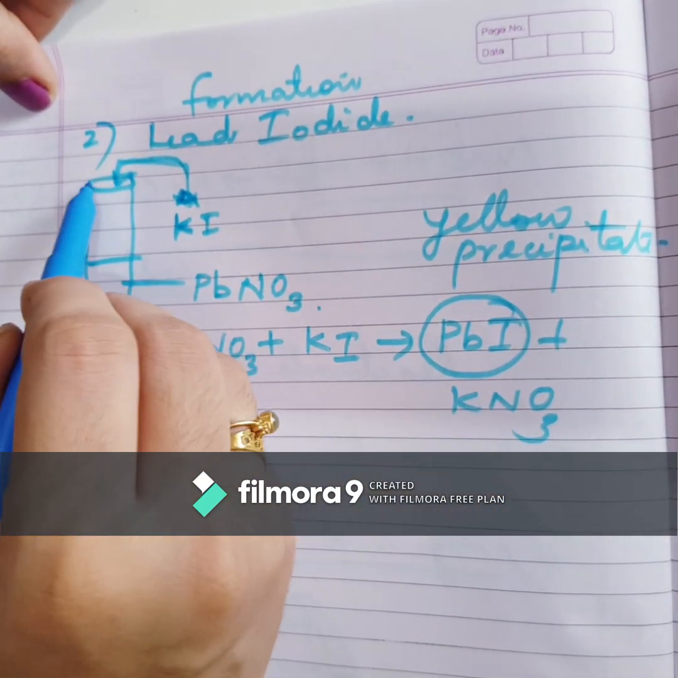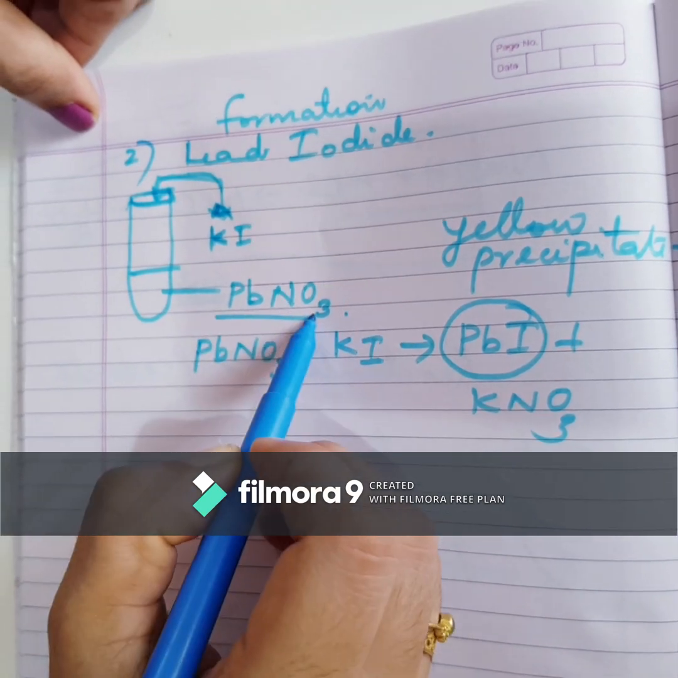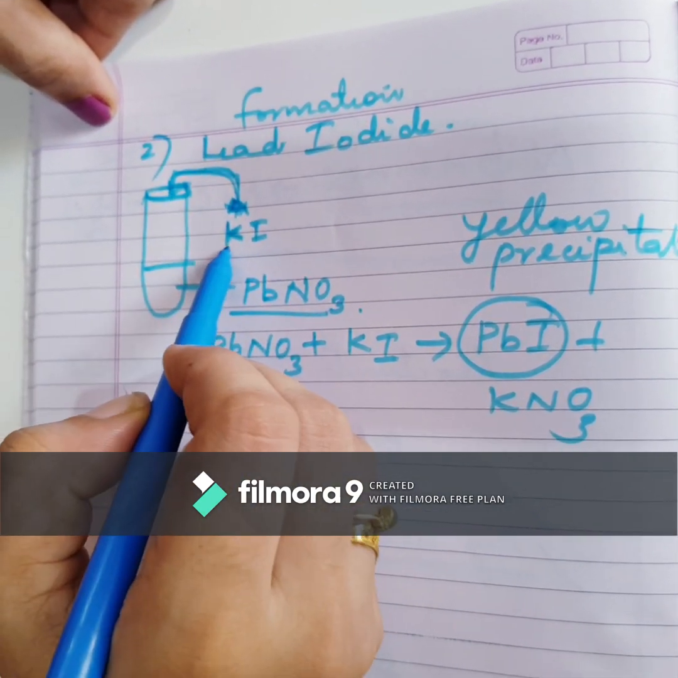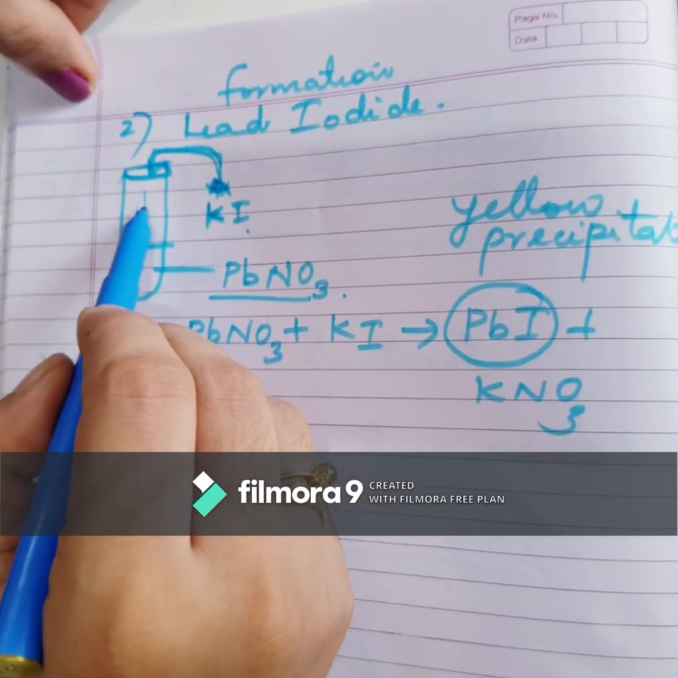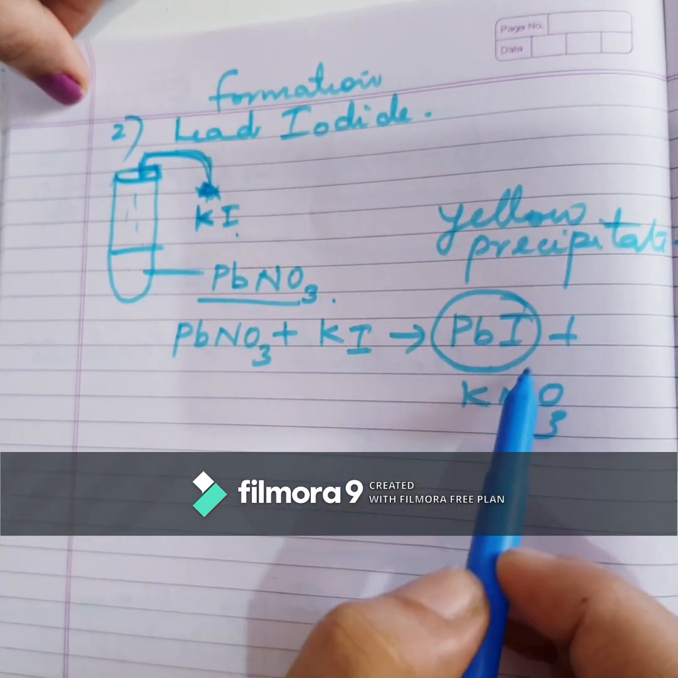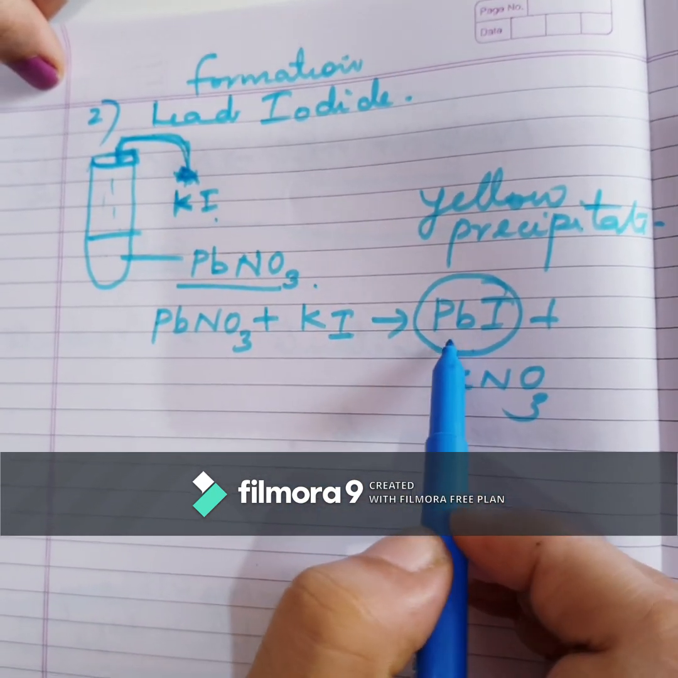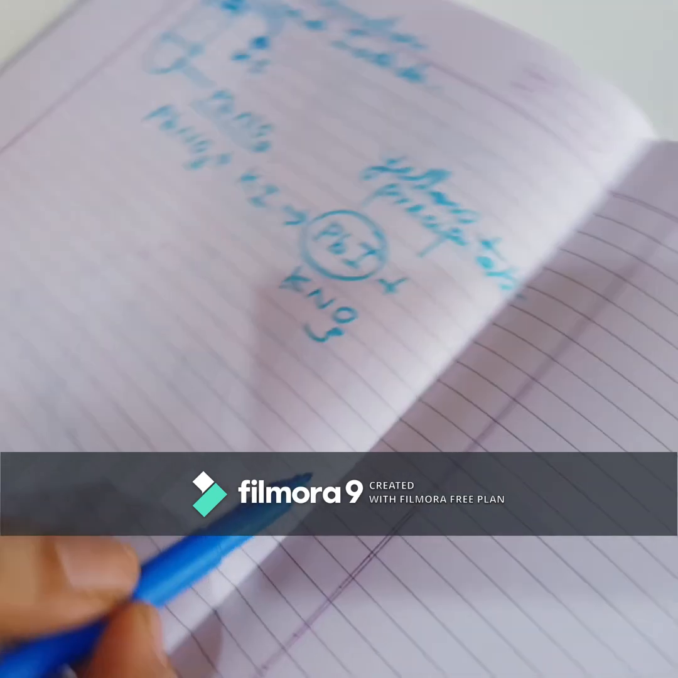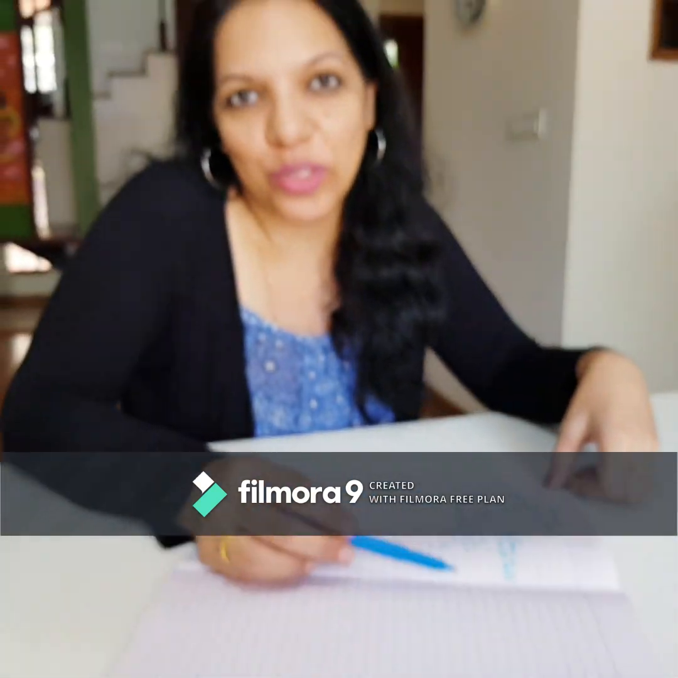Okay, so you need a test tube. You take lead nitrate in it. To this you add potassium iodide. On mixing of the two, you get a yellow precipitate of lead iodide. That is the second reaction that you should know.